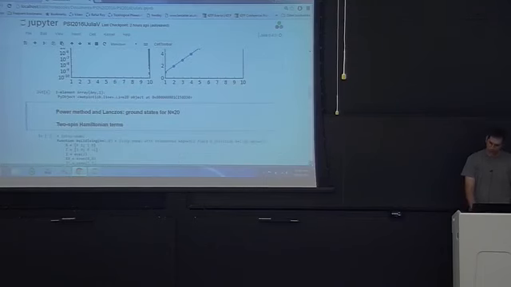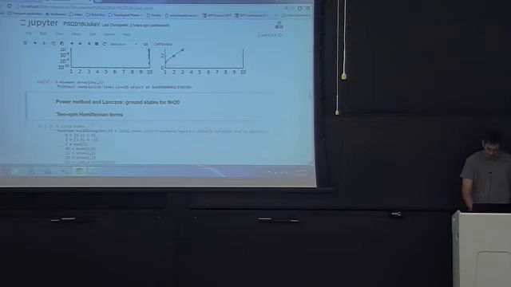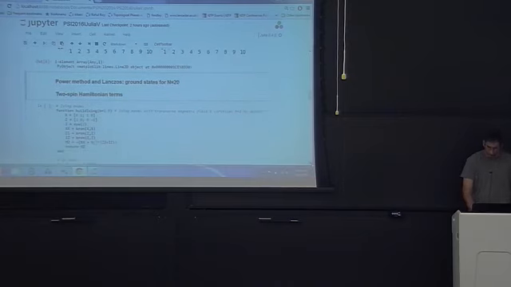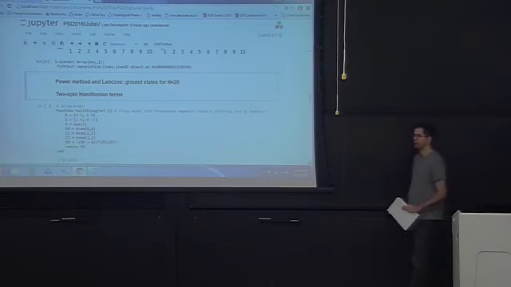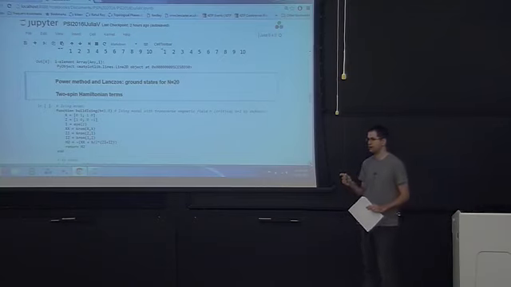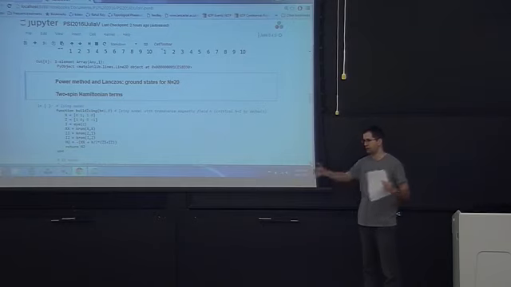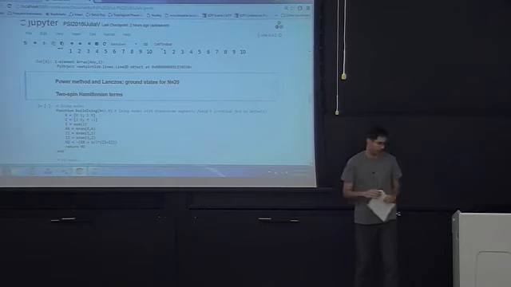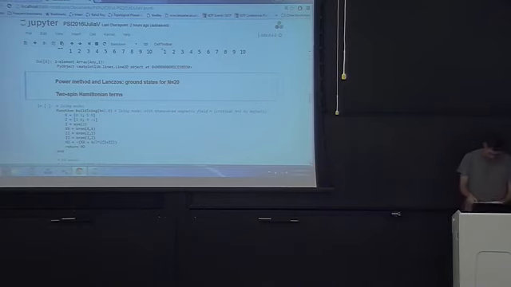So there are two methods that we will consider. One is called the power method, and the other is called Lanczos. Both of them are based on multiplying our state by the Hamiltonian. The two-site Hamiltonian is all that we will need to find the ground state of a Hamiltonian on n sites.